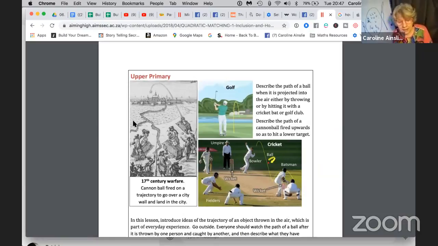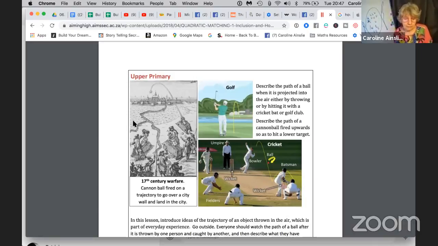So cannons. Golf, cricket, baseball, even basketball and football. If you add a spin to it, it does change the path of the ball. But if it's just straight up and down, especially when you're throwing a ball at the beach, the wind could take that one, so that's going to change the path. Lots of real life things you've got to think about.